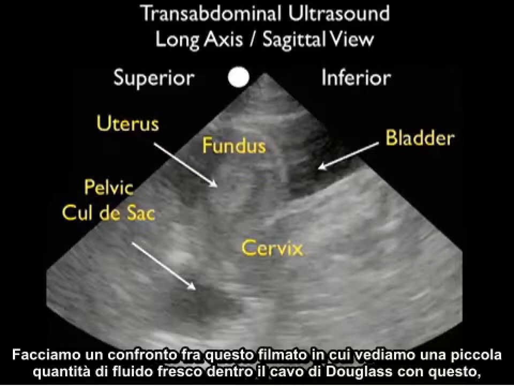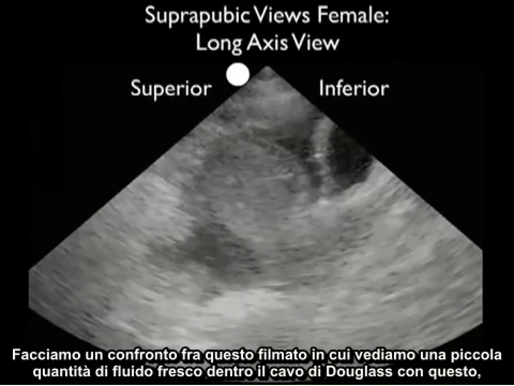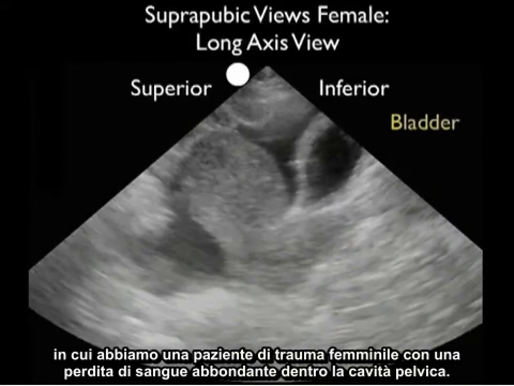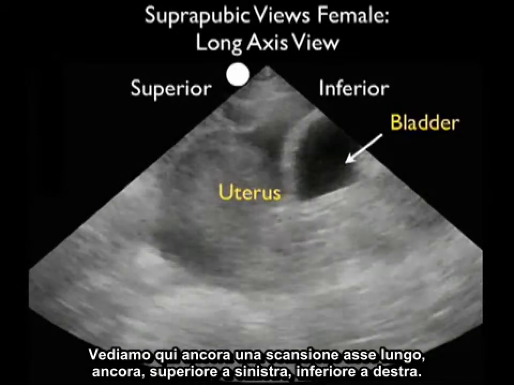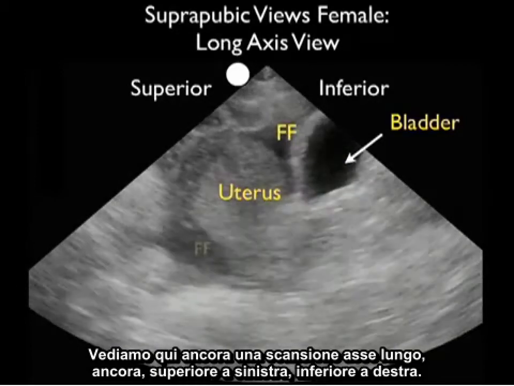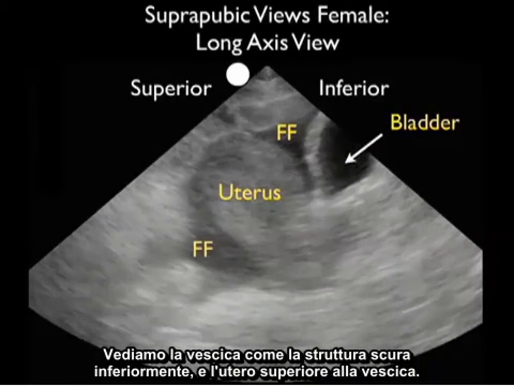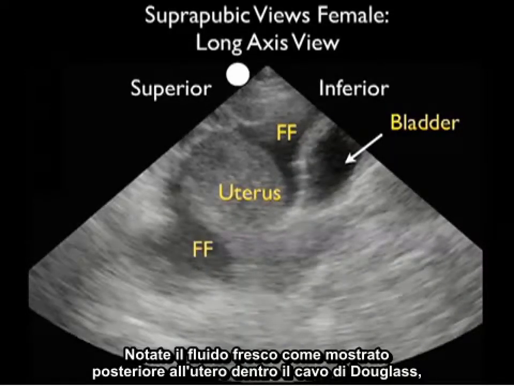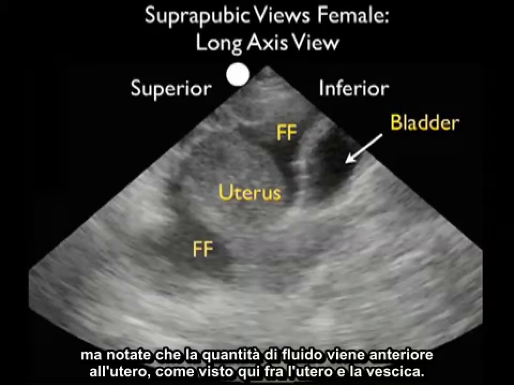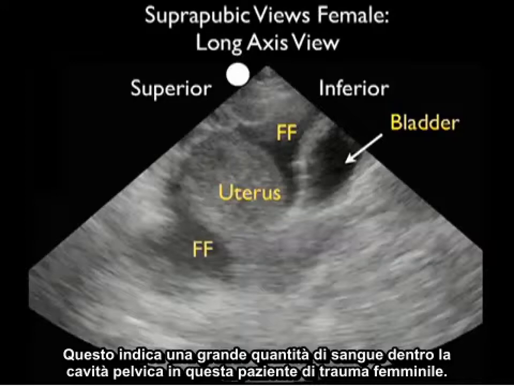So let's contrast this clip in which we see a small amount of fresh fluid within the pelvic cul-de-sac with this one in which we have a female trauma patient with a large amount of bleeding within the pelvic cavity. We see here, again, a long axis scan, superior to the left, inferior to the right. The bladder we see as the dark structure inferiorly, and the uterus superior to the bladder. Notice the fresh fluid as seen posterior to the uterus within the cul-de-sac, but note that the amount of fluid comes anterior to the uterus, as seen here between the uterus and the bladder. So this denotes a large amount of blood within the pelvic cavity in this female trauma patient.